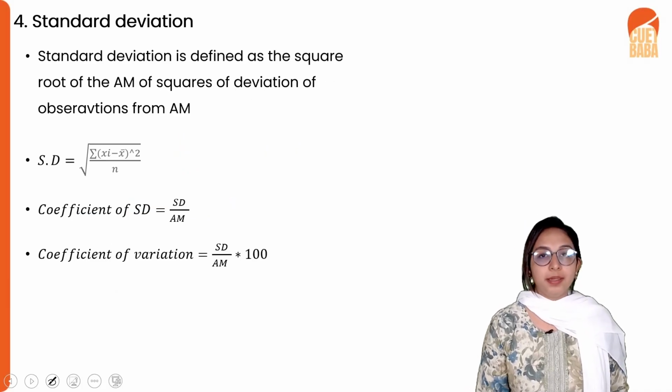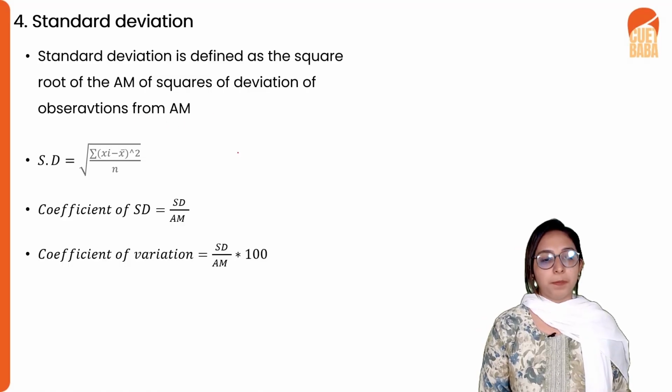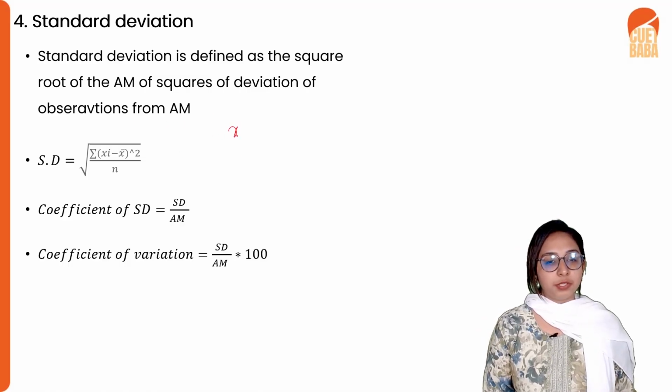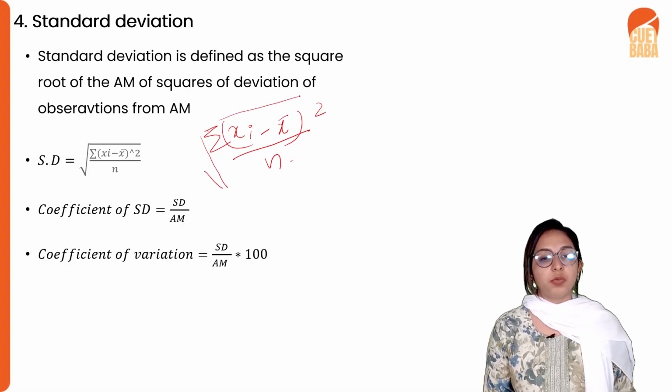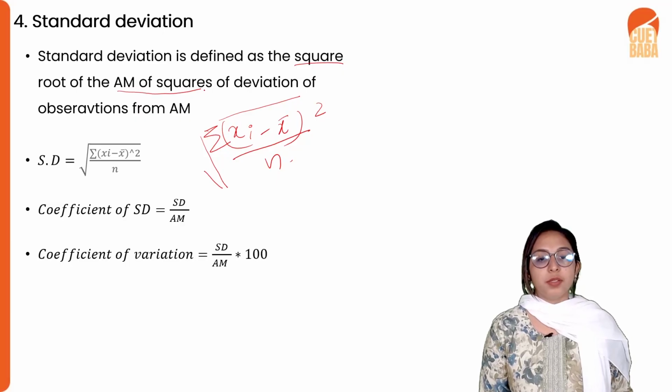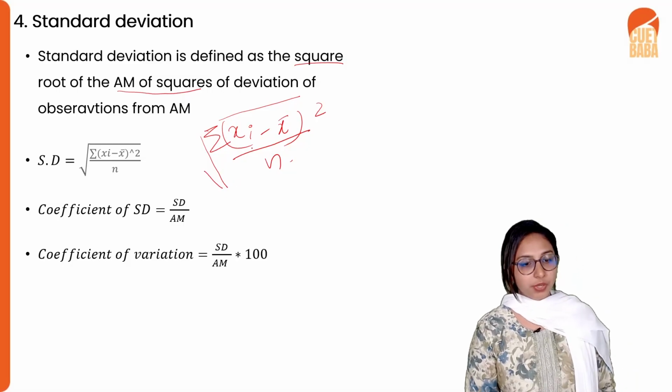The fourth one is standard deviation. Standard deviation is defined as the square root of the arithmetic mean of the squares of deviations of observations from A. That is, we first find the deviation xi minus x bar, then square it, then find the sum, then divide by the total number of observations n, and find the square root. That is the arithmetic mean of the squares of deviations, and then the square root.